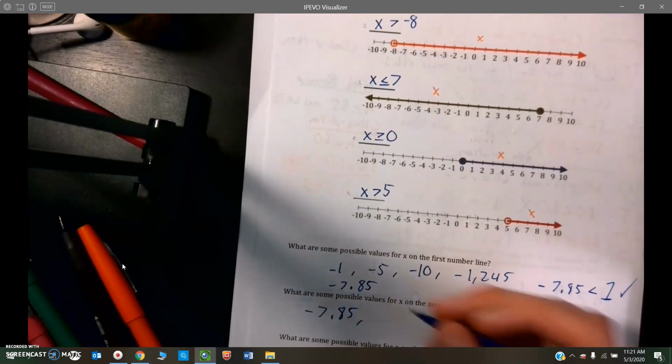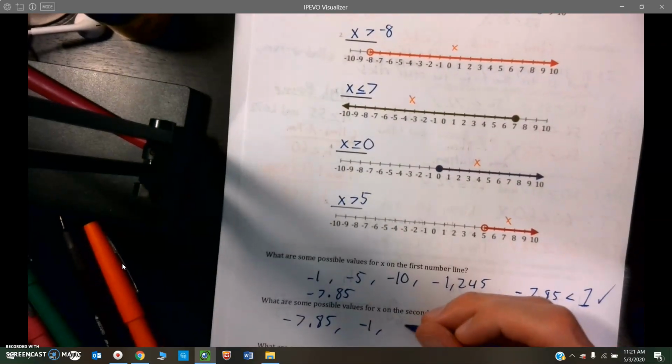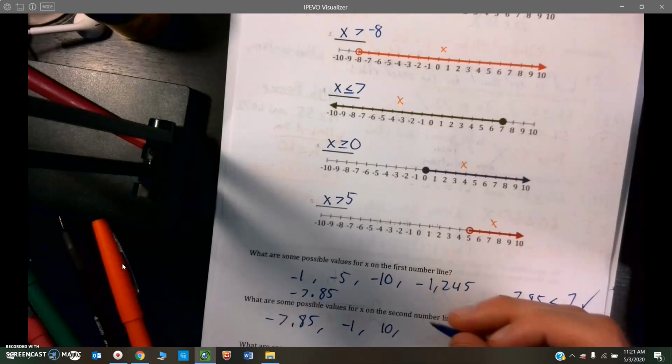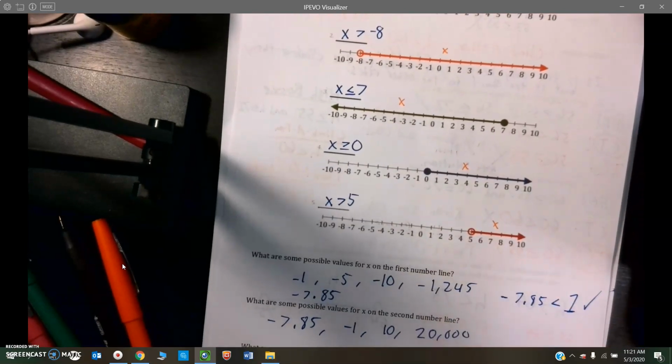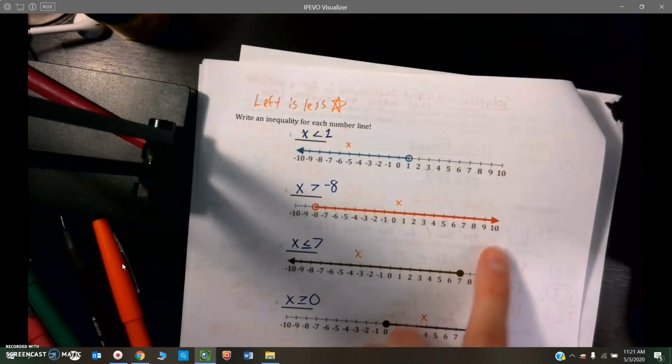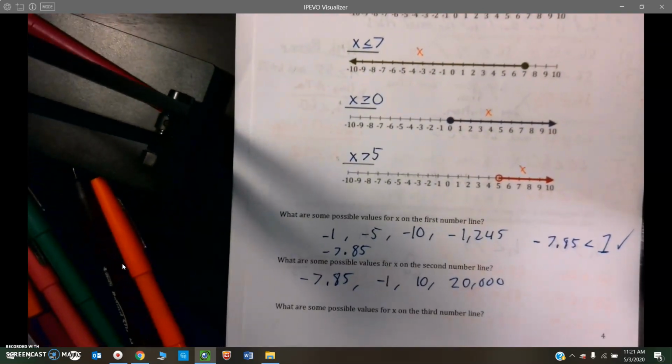What else is greater than negative 8? Negative 1. All positive numbers. So 10. 20,000. So once again, it goes on for forever. So anything greater than negative 8 would be true there. I could plug that in for x and it would work.